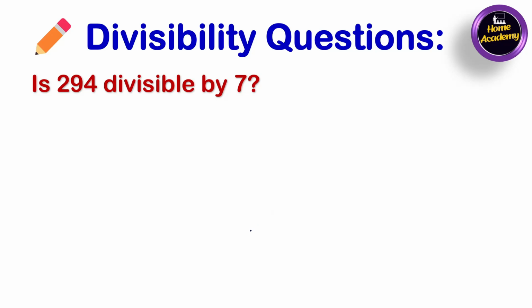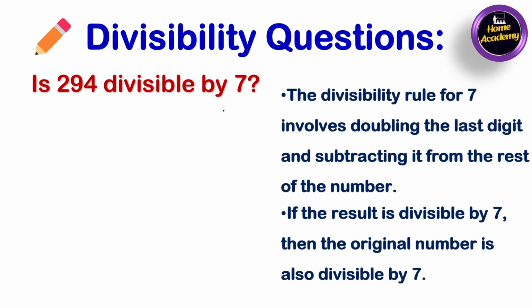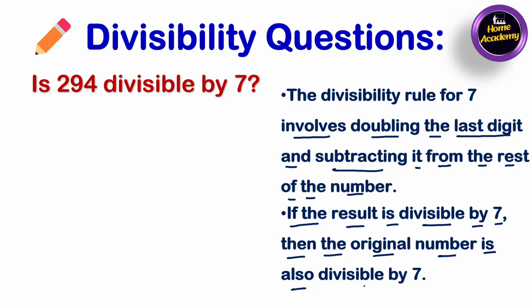So first we have to know the rule of divisibility. The divisibility rule for 7 involves doubling the last digit and subtracting it from the rest of the number. If the result is divisible by 7, then the original number is also divisible by 7. So first we have to double the last digit. So what is the last digit?